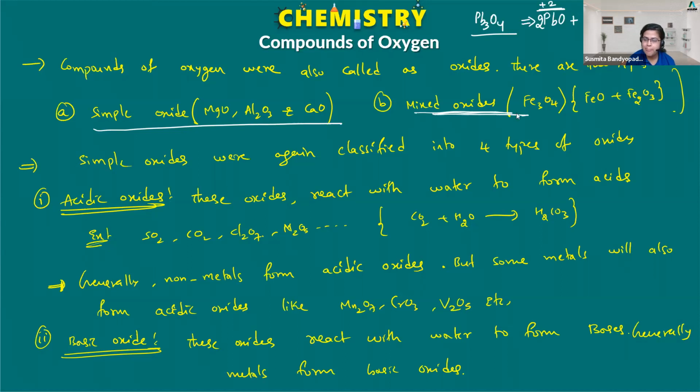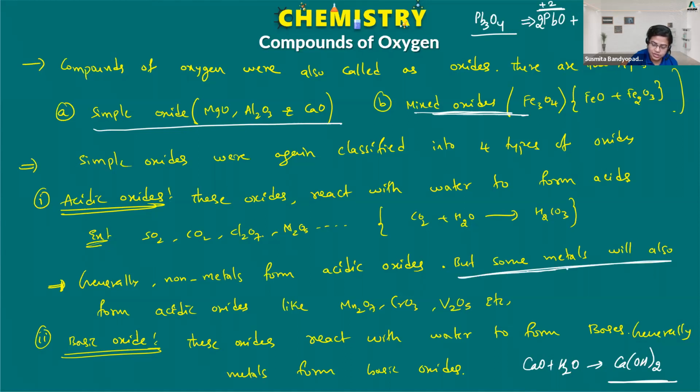Acidic oxides: when you add water, they form acids. Basic oxides: they will react with water to produce bases. Basic oxides, when you add water, they'll form the respective bases. Acidic oxides, you add water, they form the corresponding acids.